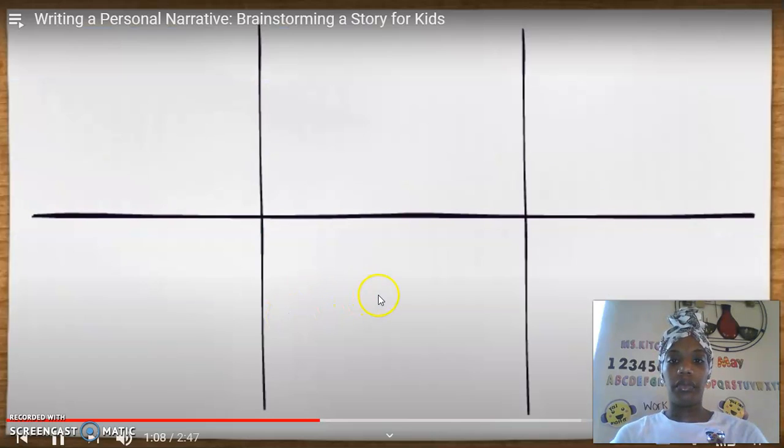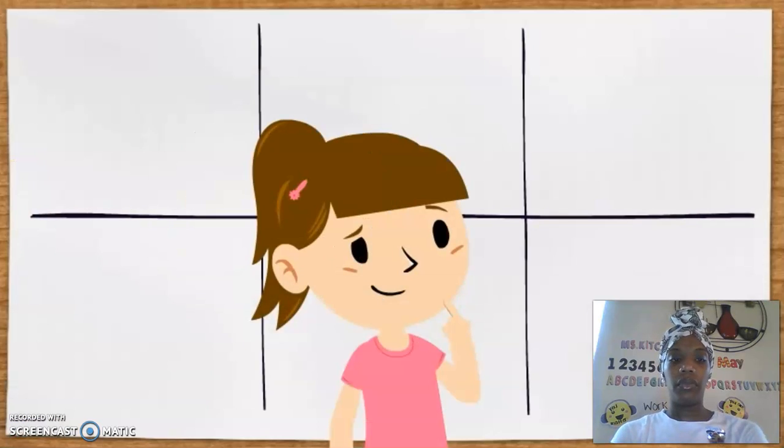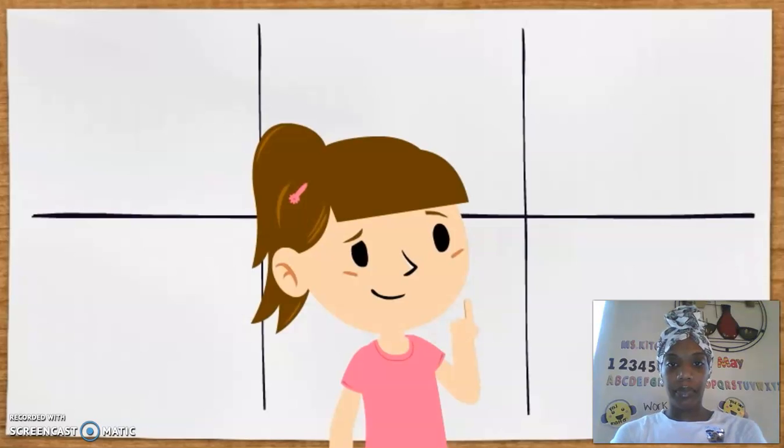So here is my brainstorming sheet. I'm going to think of some things that I've done that I'd like to write about. I will draw a sketch and a few words to remember my ideas. Then I'm going to choose one idea that's my favorite.